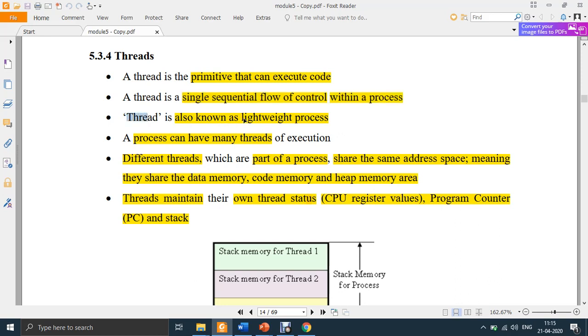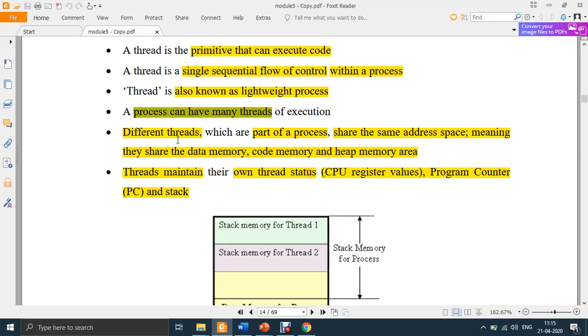A thread is also known as a lightweight process. That is the other name. A process can have multiple threads. We saw that in the task manager at the start of the video. Different threads which are part of a process share the same address space, meaning they share the data memory, code memory, and heap memory. What do I mean by this? Since a process can have multiple threads, all these threads share the same memory that is allocated to the process. Whatever memory is allocated to the process will be shared by all the threads of that process.